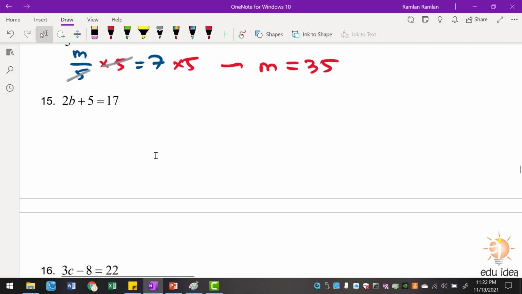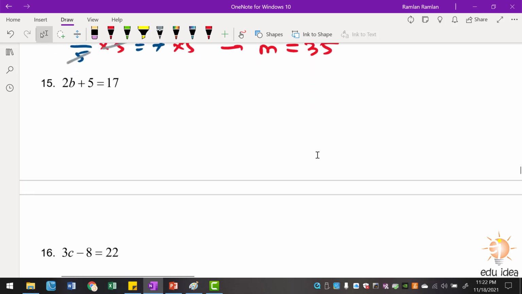Okay, next up, number 15. So basically the same thing, but this time, we need to do it in 2 steps, okay? So the first thing, again, you need to see the variable. The variable is this one, which is b. It is on the left side of the equal sign, and it's not alone yet. On the left side, we still have that 2 and 5, so we need to get rid of those.